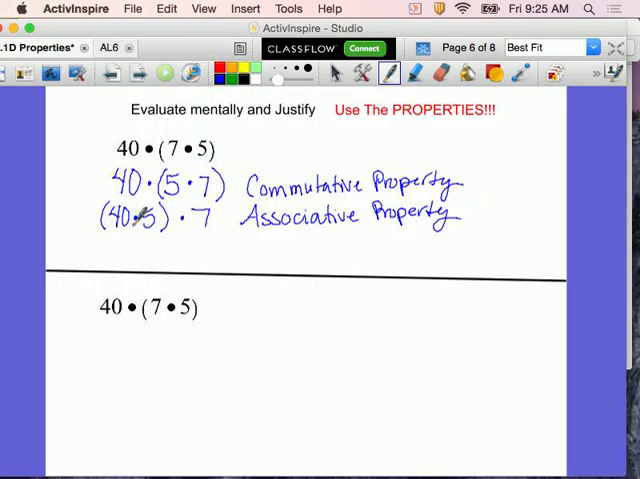So 40 times 5 is 200, plus an extra 0, times 7. And right there, I'm just using order of operations. And lastly, 200 times 7, well, that's 2 times 7, which is 14, and 2 place values on the end. So that was just multiplying.